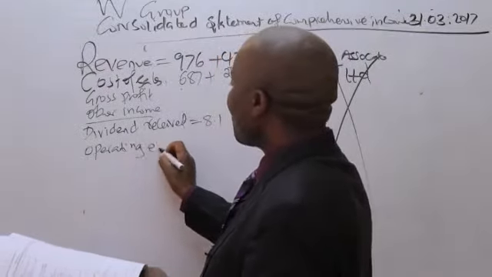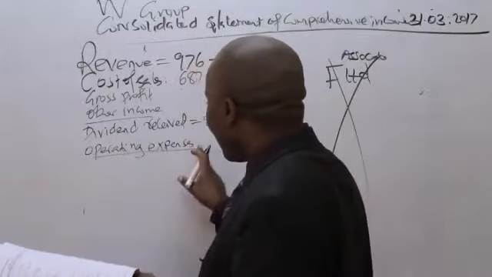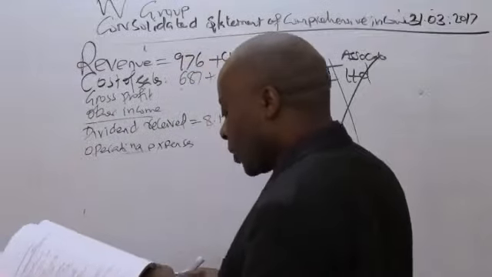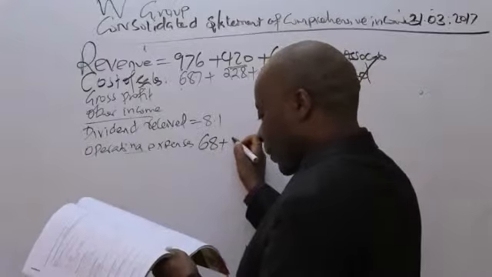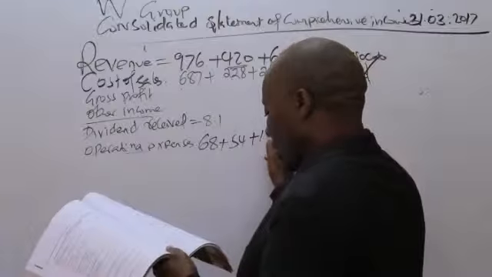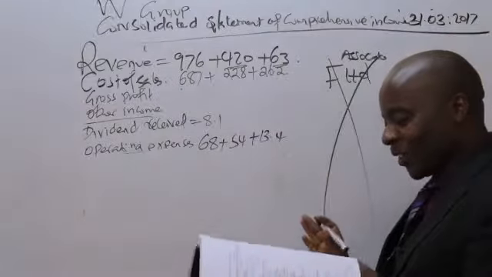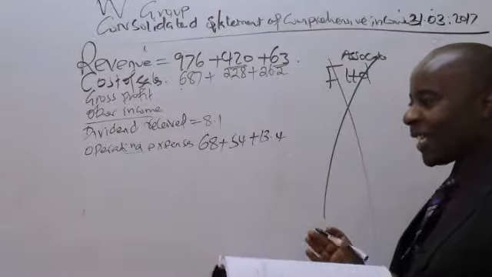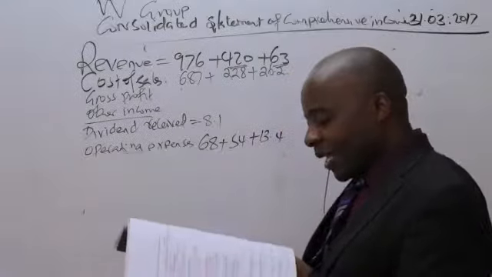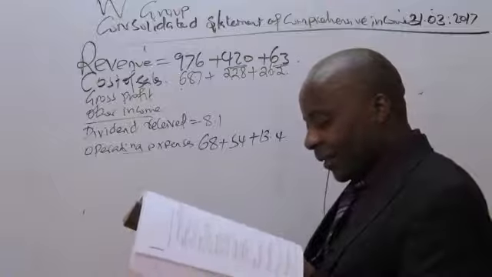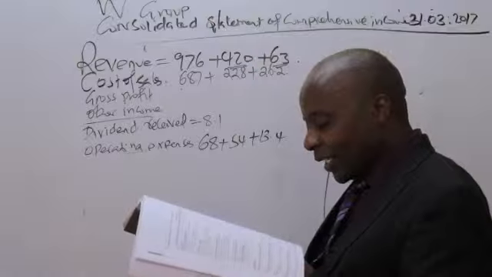Operating expenses, what do we have there? Operating expenses, just consolidate them because they've been given line by line. So we have 68 plus 54 plus 13.4. Don't take your calculator yet. Yes, other income is 6.1. Other income is 6.1. And then we have dividends received, 8.1.